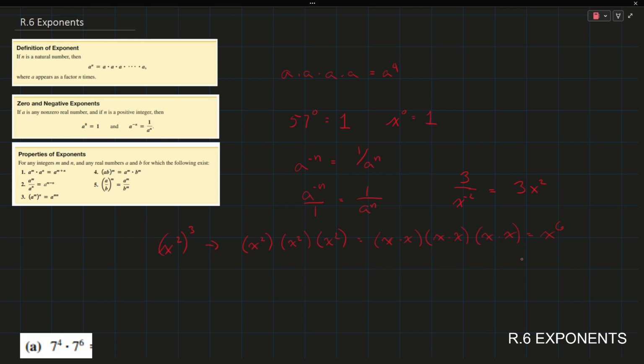Just be careful. Don't write 6x. I'll freak out. If anybody writes 6x, I'll freak out. I'm just kidding. It's an easy mistake to make, but just understand the difference between x to the 6th and 6x, right? This x to the 6th is x times x times x times x times x times x, and 6x is 6 times x. Very, very different. Yeah, I think that's pretty much it.